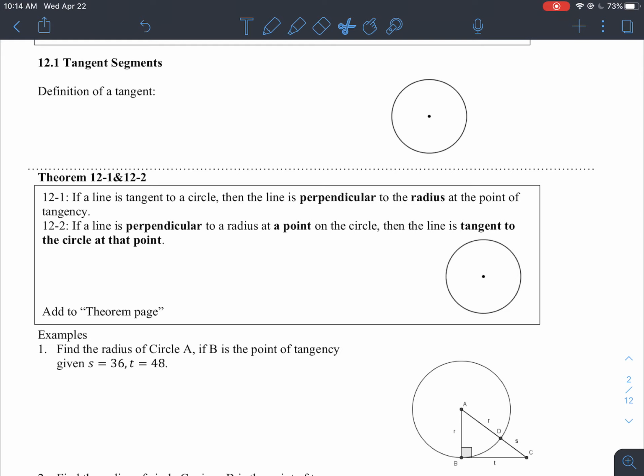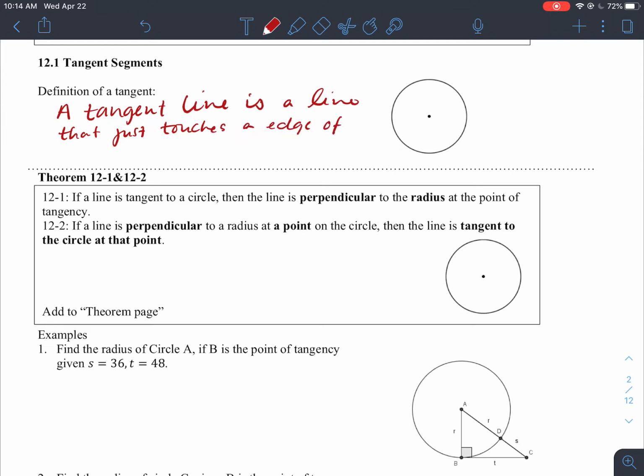A tangent segment is going to be like a physical line or physical segment that is connected to a circle or a curve or some other sort of function. We're going to look at it in terms of our circles or in connection with our circles. So the definition of a tangent is a tangent line or a tangent segment is a line or a segment that just brushes up or just touches a curve or an edge. We're going to focus on circles at one point. So there's only one point in common.